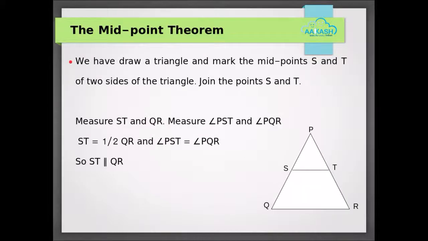The midpoint theorem. We have drawn a triangle and marked the midpoints S and T of two sides of the triangle. Join the points S and T. Measure ST and QR. Measure angle PST and angle PQR. ST is equal to 1 by 2 QR and angle PST is equal to angle PQR. So ST is parallel to QR.